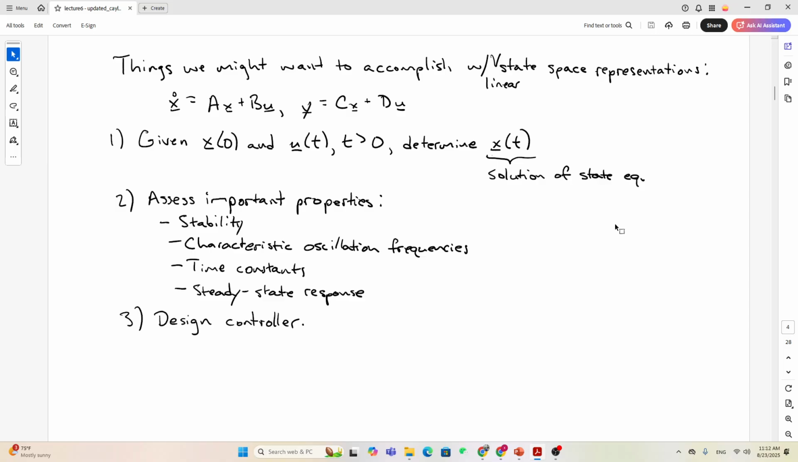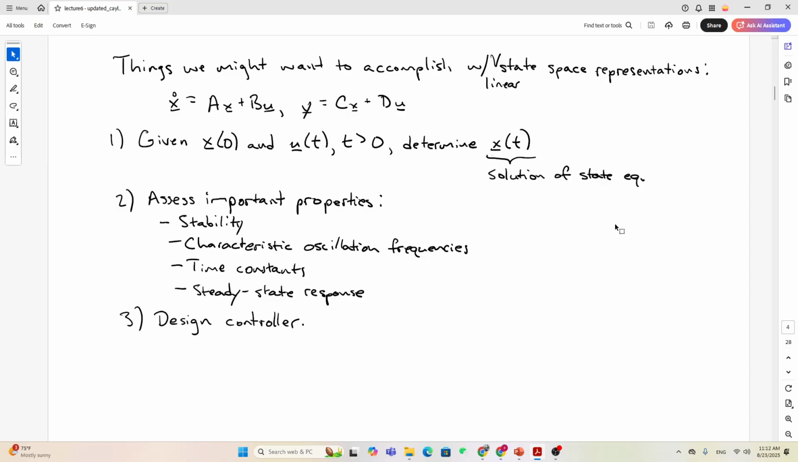Okay, so after you have these state space representations, if we give you an initial condition and define the input u, can we derive or deduce the system response, right? Which means the solution of the state space equations. And after that, there are some other properties such as stability, characteristic oscillation frequency, time constants, static response. And if we have a full understanding of the system dynamics, that means we can design a corresponding controller.